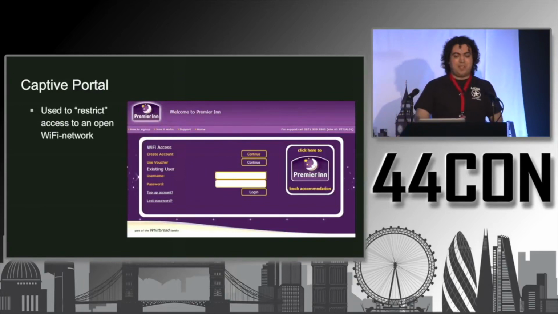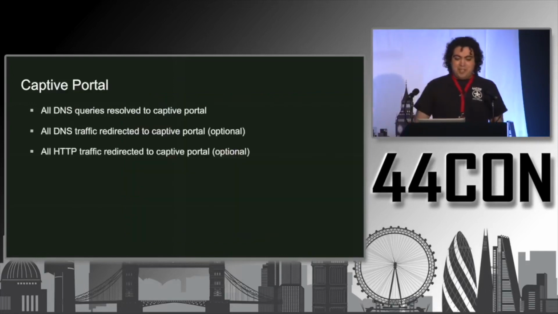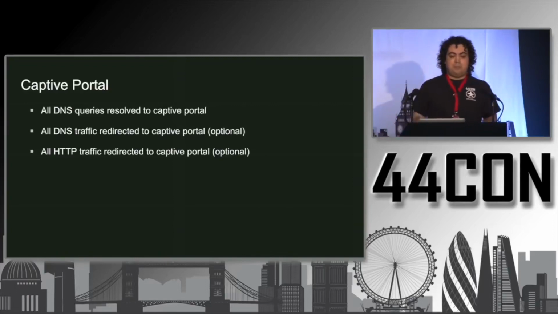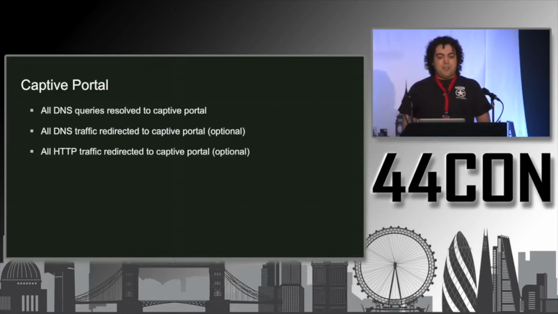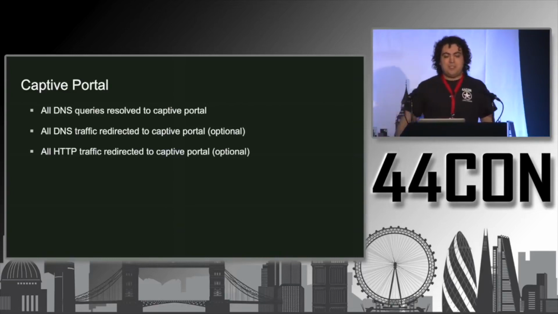So the next thing that we're going to combine with this is a captive portal. Captive portals are traditionally used to restrict access to open Wi-Fi networks. And the way that they work is that all DNS queries are going to be resolved to the captive portal page. Additionally, if you want to prevent people from just specifying their own DNS server, you can redirect DNS traffic to your DNS server so that they have to use your DNS server. And if you really want to be thorough about it, you redirect all HTTP traffic to the captive portal as well.